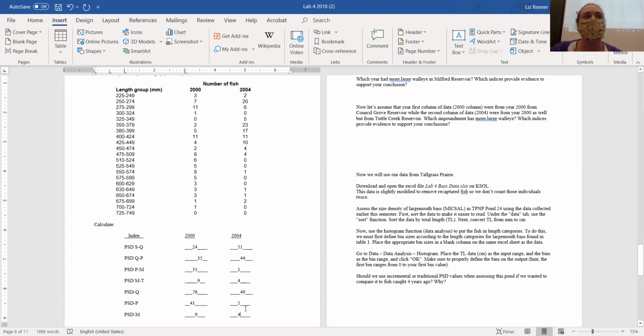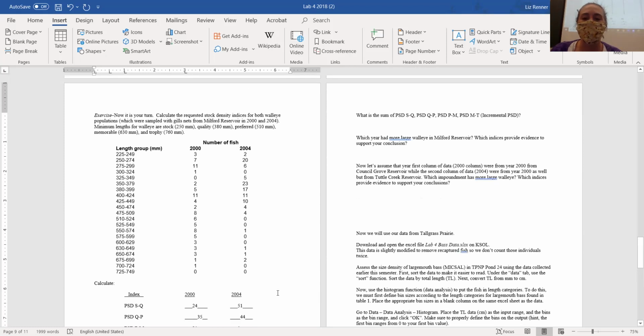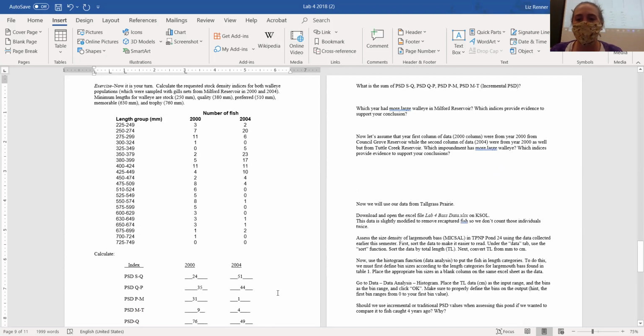All right. How are we doing? Okay-ish. Anybody get anything close to these values for the traditional ones? Yeah? See some nods. Good deal. So then we've got a question up here for the sum of all of the incremental PSDs. So we'll do two values, one for the 2000 and one for 2004.